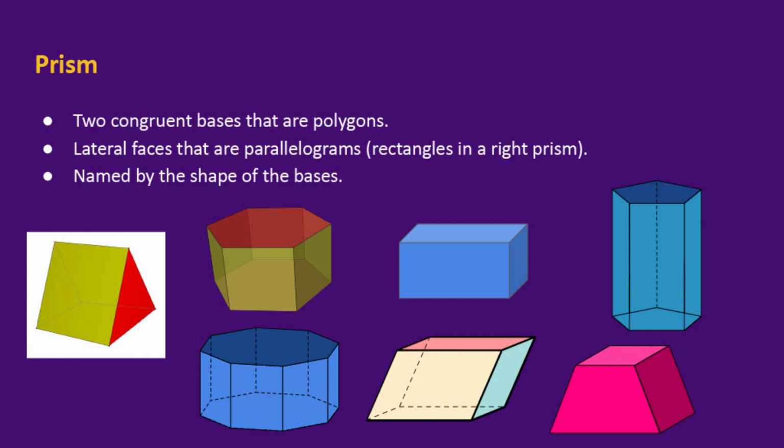So to name a prism, look at the bases, and those determine its name. For example, a prism with triangular bases would be called a triangular prism, a prism with hexagonal bases would be called a hexagonal prism, and so on. A parallelepiped is a prism whose bases are parallelograms, and so all of the faces would be parallelograms.